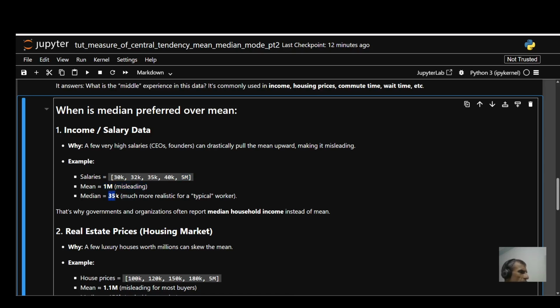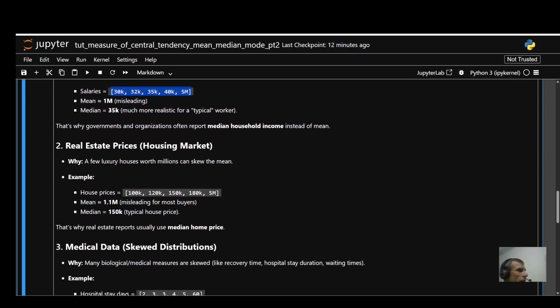But your median is going to be 35,000. So 35,000 is a more realistic number for a typical worker. So in this case, you want to deal with median. You want to work with medians, and that's why, by the way, the government and organizations often report median household income instead of mean household income.